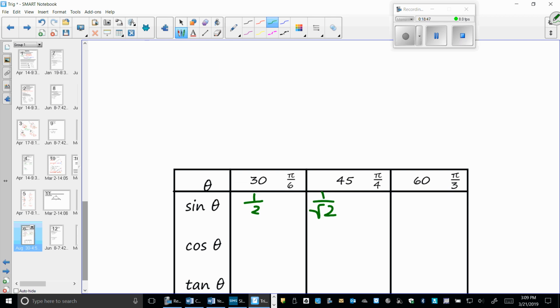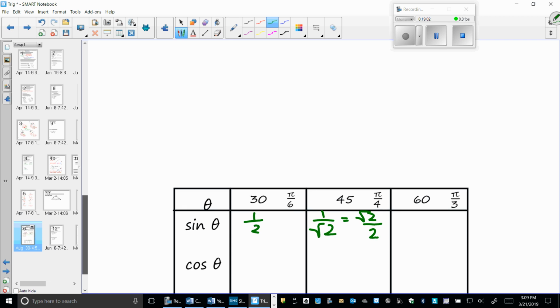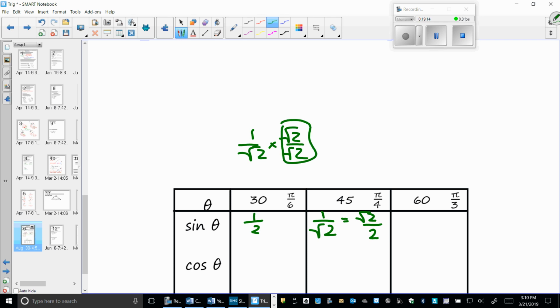It may well be rationalized. Do you remember rationalizing? Which makes it root 2 over 2. That's when you get rid of the square root sign. So if you have 1 over root 2, you need to get rid of the square root sign. So you're going to multiply it by 1. To get rid of the square root sign, you multiply it by root 2 over root 2, because that's equivalent to 1, which becomes 1 times root 2 is root 2, and this gets rid of your square root sign. So that's rationalizing.